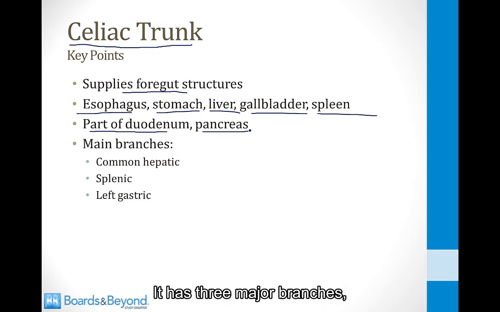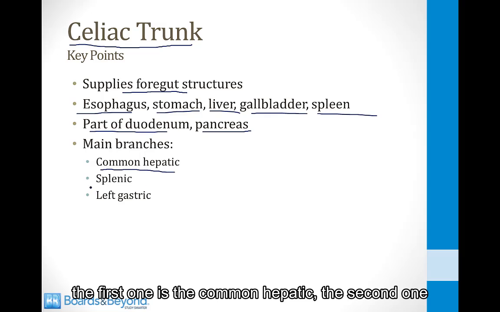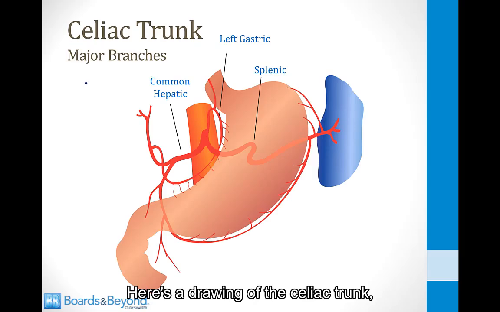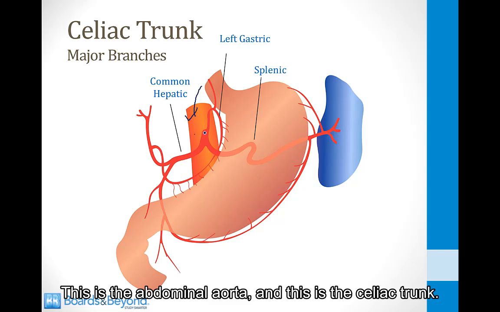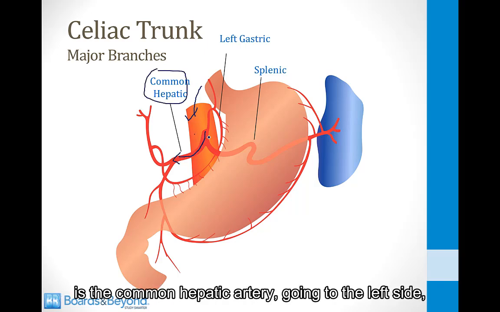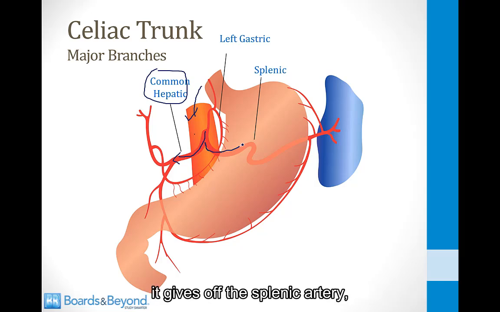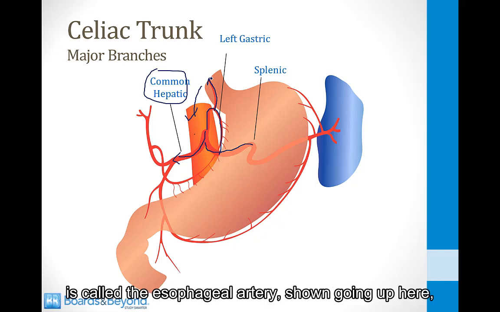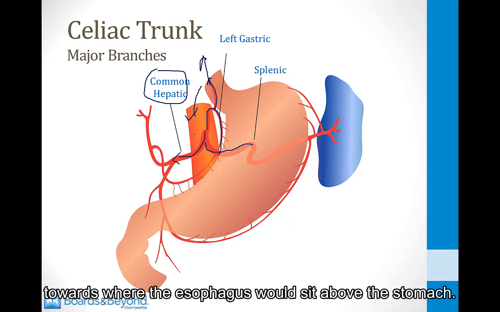It has three major branches. The first one is the common hepatic, the second one is the splenic, and the third one is the left gastric. Here is a drawing of the celiac trunk and the three major branches. This is the abdominal aorta, and this is the celiac trunk. Going to the right side of the body, the first branch here is the common hepatic artery. Going to the left side, it gives off the splenic artery. And then coursing superiorly, it gives off the left gastric artery, and the first little branch off the left gastric is called the esophageal artery, shown going up here towards where the esophagus would sit above the stomach.